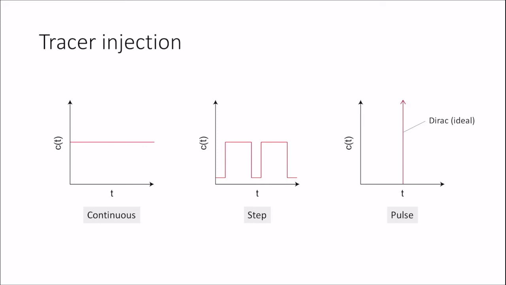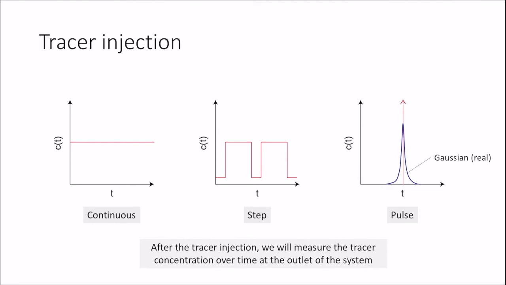In our practicum, we will inject the potassium chloride and methylene blue in a pulse-like manner. Ideally, the distribution should look like a Dirac function, where all the tracer is administered at one time. In practice, the distribution will look more like a Gaussian curve. After the tracer injection, we will measure the tracer concentration over time at the outlet of the system. And this will allow us to experimentally calculate the residence time distribution of the particles in our reactor.